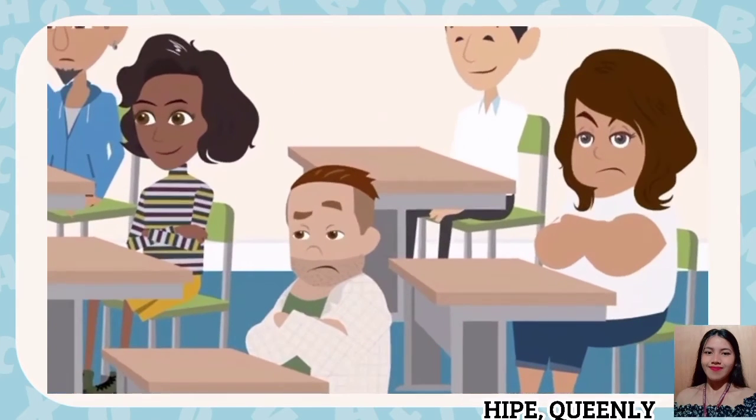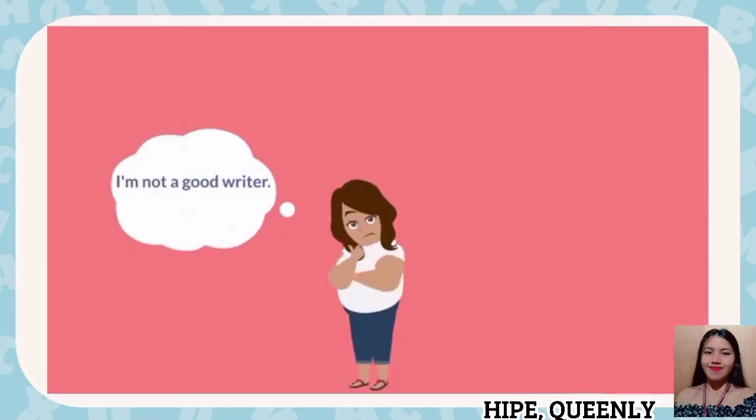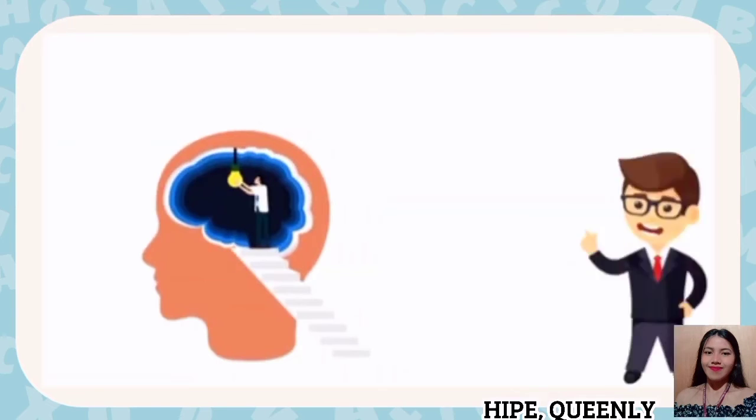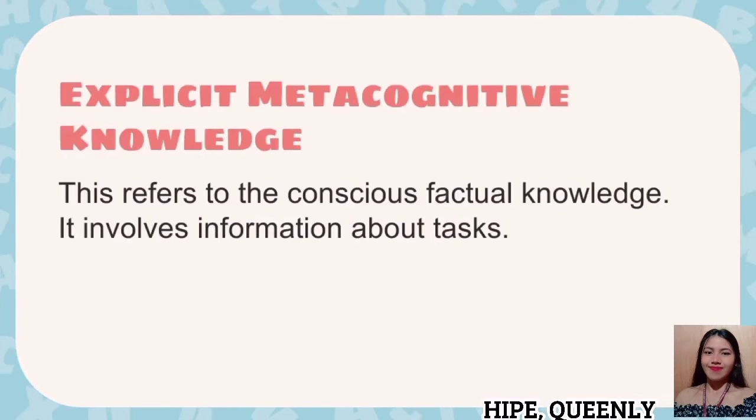For example, a learner might realize that a particular strategy is not achieving the results they want, so they decide to try a different strategy. There are two types of metacognition: the explicit and implicit metacognitive knowledge. The explicit metacognitive knowledge refers to the conscious factual knowledge. It involves information about tasks.